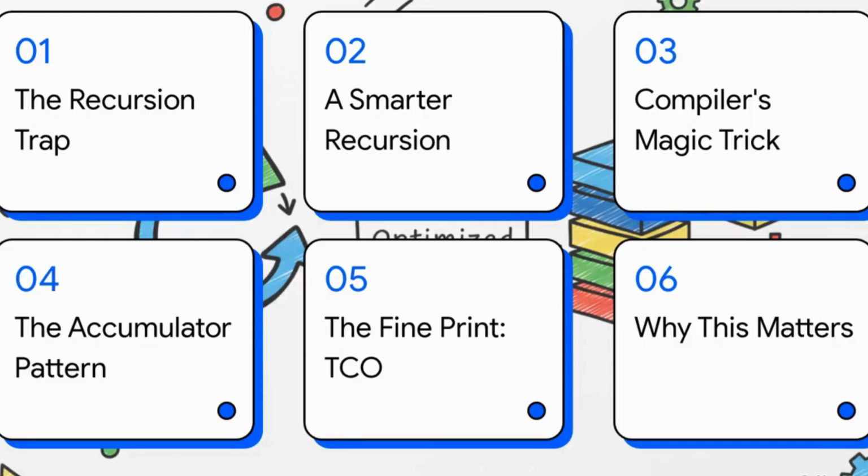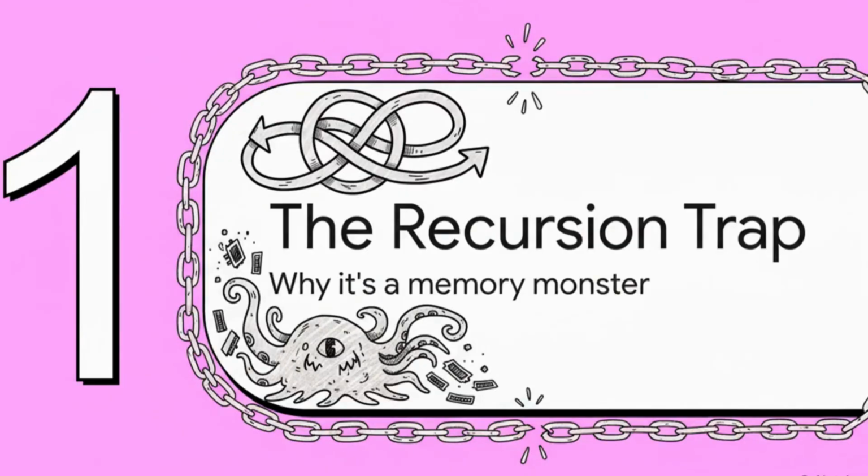So here's the game plan. We'll start by looking at the recursion trap itself, then introduce a smarter way to do things. We'll see the compiler's awesome magic trick that makes it all possible, learn the practical pattern for how to actually write it, check the fine print to see where it even works, and finally, we'll talk about why this whole concept really matters. Okay, let's get right into it.